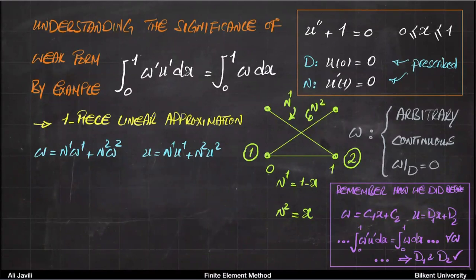Now, at node 1, the node at 0, there is a prescribed displacement. So it's a Dirichlet type boundary condition. So w at node 1 is 0, because, as always, w at a Dirichlet type boundary condition is 0.